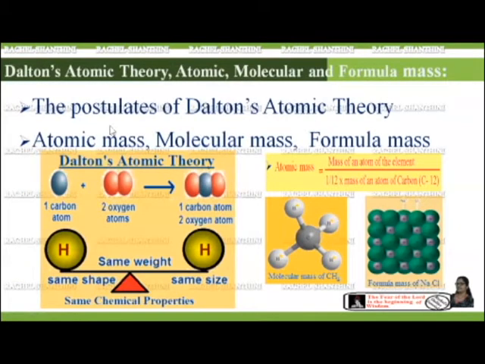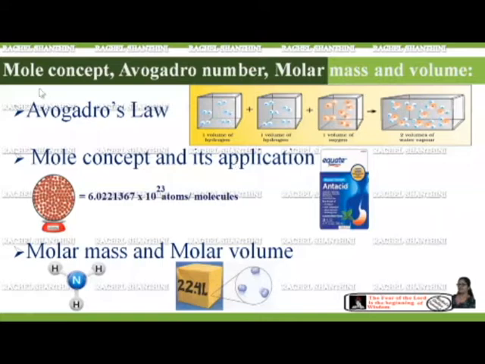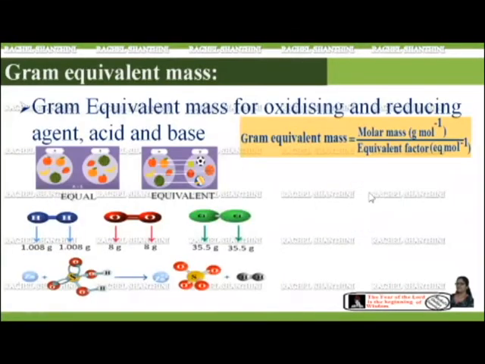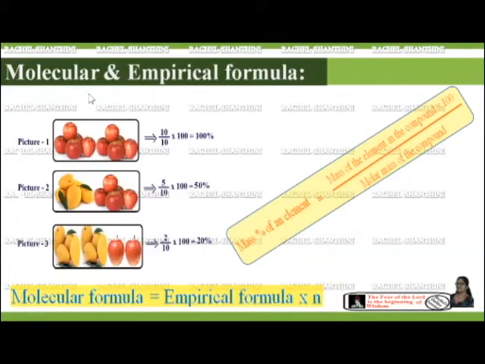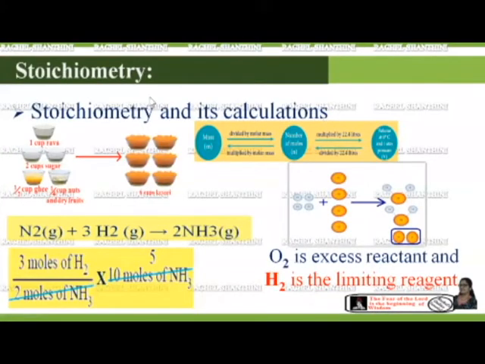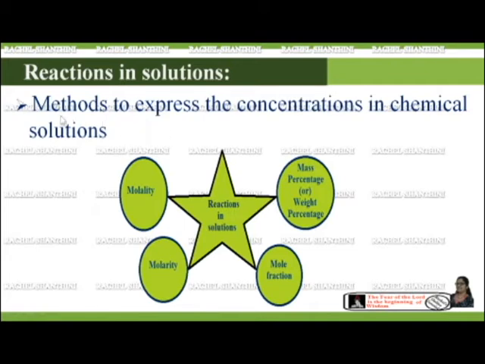In session 1.6, we have discussed the postulates of Dalton's atomic theory, atomic mass, molecular mass, and formula mass. In session 1.7, we discussed mole concept, Avogadro number, molar mass, and molar volume. In session 1.8, we have discussed gram equivalent mass for oxidizing and reducing agent and for acids and base. In session 1.9, we have discussed the molecular and empirical formula. In session 1.10, we discussed stoichiometry and its calculations. In session 1.11, we have discussed the methods to express the concentrations in chemical solutions.